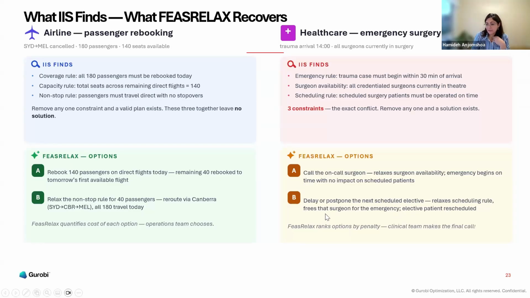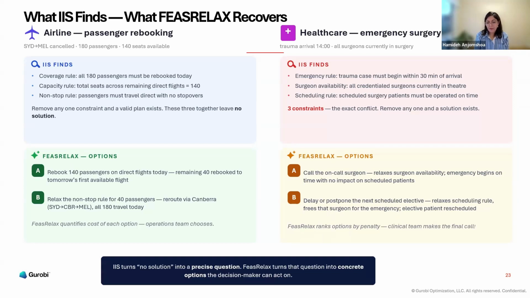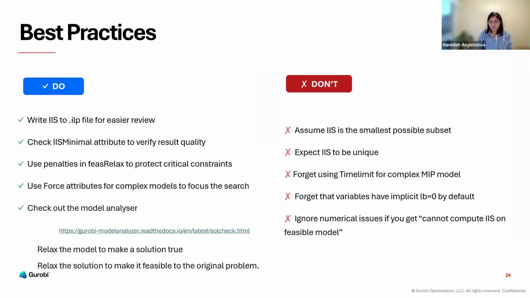Sometimes there are hard decisions to make. And these feasibility relax options, by penalty, let the clinical teams make the final call on the best scenario to consider. These are everyday things. So IIS turns no solution into a precise question, and the feasibility relax turns the question into concrete options so the decision maker can act on it. They can validate the effect of each of them.